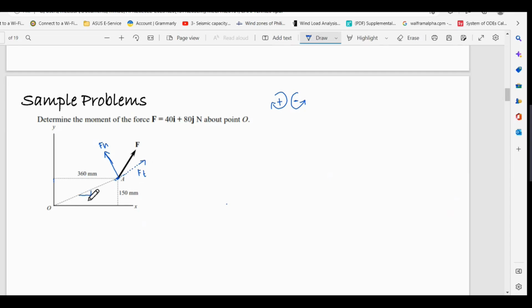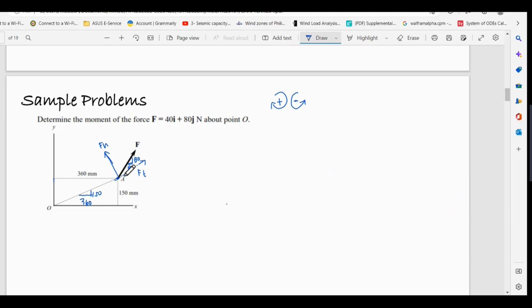So yung slope natin dito, we have here 360 tsaka 150. And then dito kanina, we have our 40i tsaka 80j. So yung kanyang x-axis is basically 40. Tapos yung y-axis niya is 80. Okay? So, yan yung kanyang slope. 40 tsaka 80.